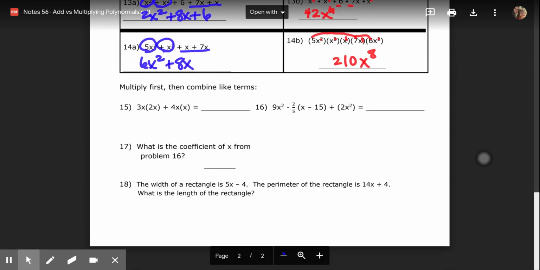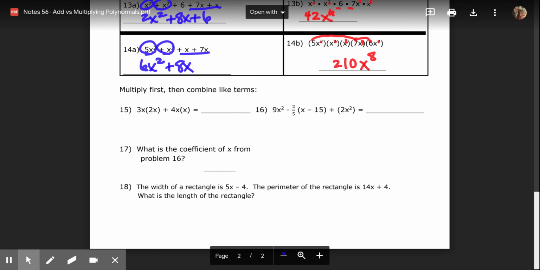All right, let's see what we have here. So on 15 through 18, it says multiply first and combine the like terms. Oh, okay, we can do that. So 3x times 2x. So 3 times 2 is 6. x to the 1 and 1 make 2. Plus 4x and 1 make 2. So these are like terms. So now we can add. So 6 plus 4 is 10. You keep the exponent the same. It's like 6 apples plus 4 apples is 10 apples.